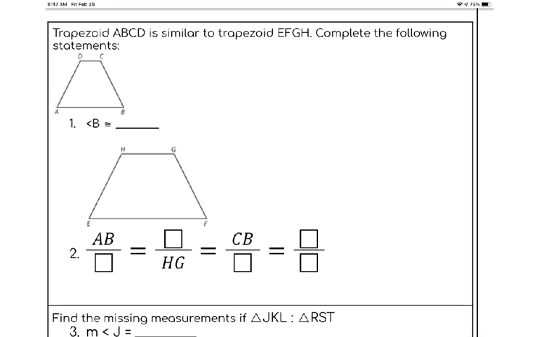Okay, so hopefully you've had a chance to work out this problem so that now we can do it together. So trapezoid ABCD is similar to trapezoid EFGH. So we're going to complete the following statements. So angle B is going to be congruent to angle F. Okay, they're in the same position. They are corresponding, and we know that the corresponding angles of similar figures are congruent. And now let's look at the proportions of the sides. So AB is going to correspond with EF.